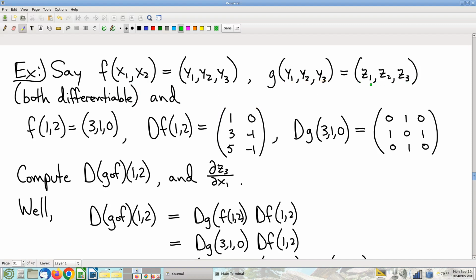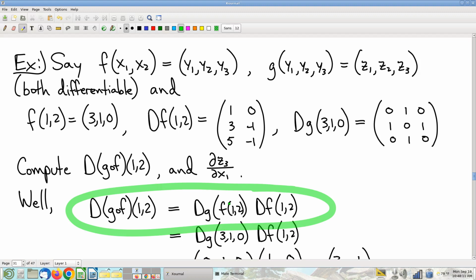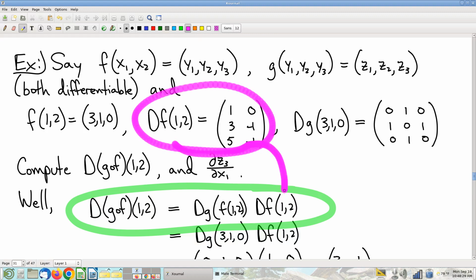Okay, so here is the chain rule. And now you say, well, I need to know some of these matrices. I can't just pull this out of a hat. Where am I going to get these matrices that I'm multiplying? And notice that they're given very conveniently. So df at the point 1, 2 is given. There it is.